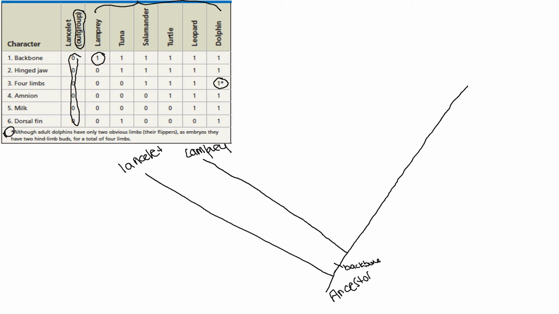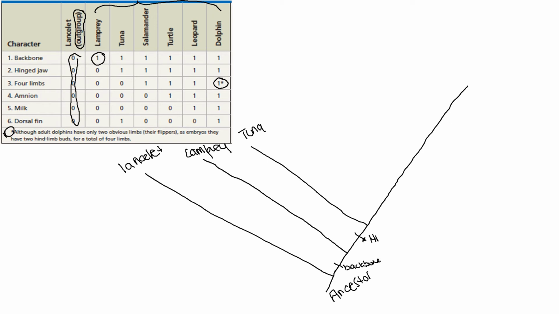And then what we want to do is try to determine where we want to put something next. So I'm thinking that the tuna will go next, because it has a hinged jaw. It also has a dorsal fin, right? Dolphin also has a dorsal fin. So we're going to have to worry about that in just a moment. Let's go ahead and put tuna on there. Okay, so tuna has a hinged jaw. So you can see that everything else has a hinged jaw. Now, tuna also has a dorsal fin, but only the dolphin has a dorsal fin.